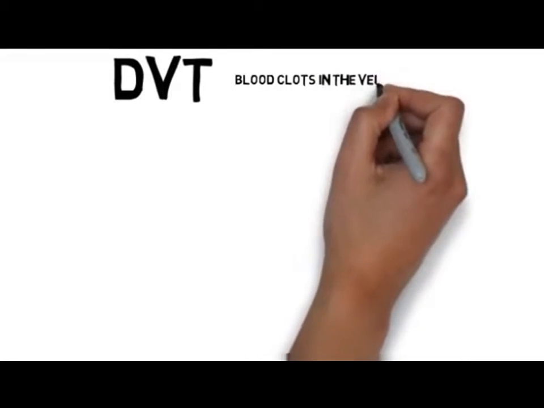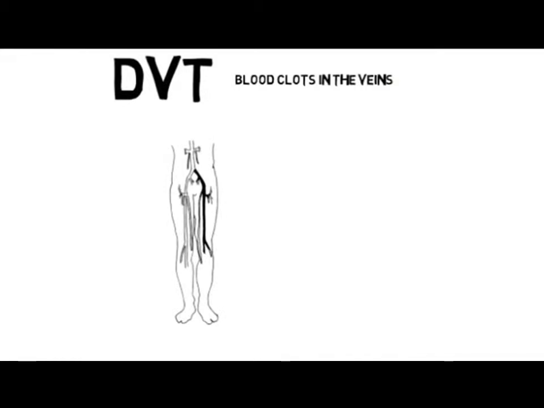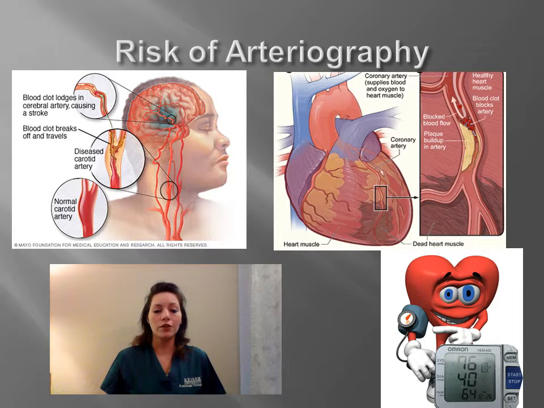Deep vein thrombosis, or DVT, is a blood clot in the veins. Treatment is used to dissolve dangerous clots. Risk of arteriography includes low blood pressure, heart attack, and stroke.